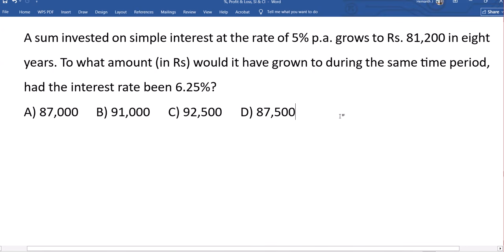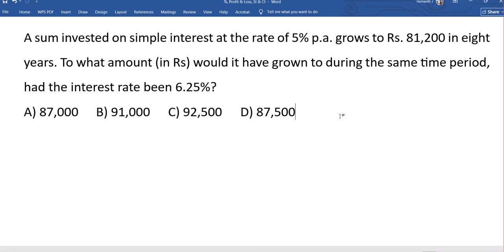Now this question: a sum invested on simple interest at the rate of 5% per annum grows to 81,200, means the amount becomes 81,200 in 8 years. Some amount is given and it becomes 81,200 in 8 years, that is principal plus interest both. Now the question is, if I give it at 6.25% rate of interest, is the amount increased or decreased? Increased, obviously. That is why all options are more than 81,200. Now what is the amount is the question.